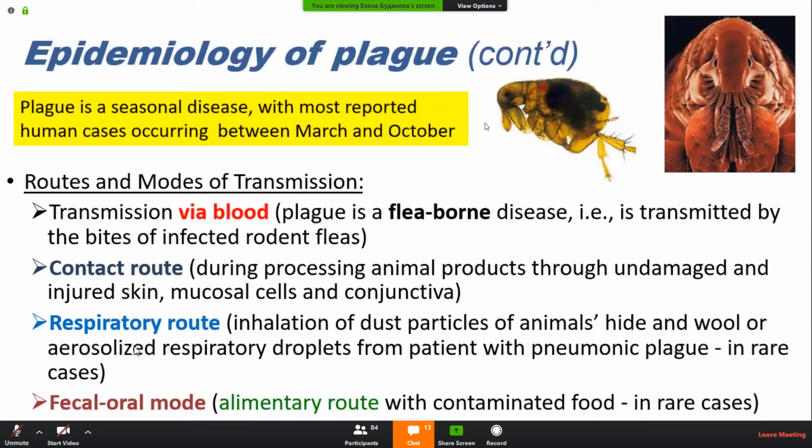Respiratory route is also possible due to inhalation of dust particles of animals' hide and wool, or with the respiratory droplets from the patient with pneumonic plague. And it can spread in rare cases via the alimentary route with contaminated food containing bacteria, Yersinia pestis.